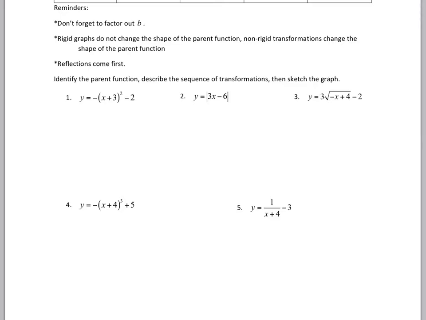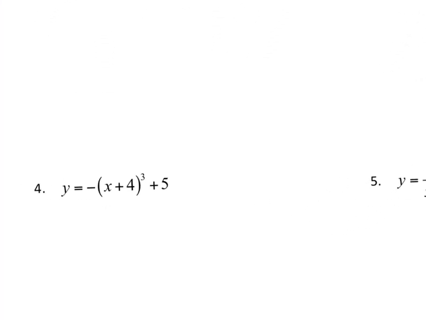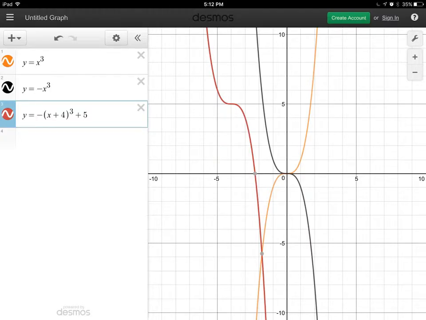We're continuing our transformation videos, and we're going to look at number 4 and 5. So 4 is a cubic function, and 5 is a rational function. So I'm going to use Desmos again and use that to help us. So on this one, the cubic function, notice that the original one is in orange.